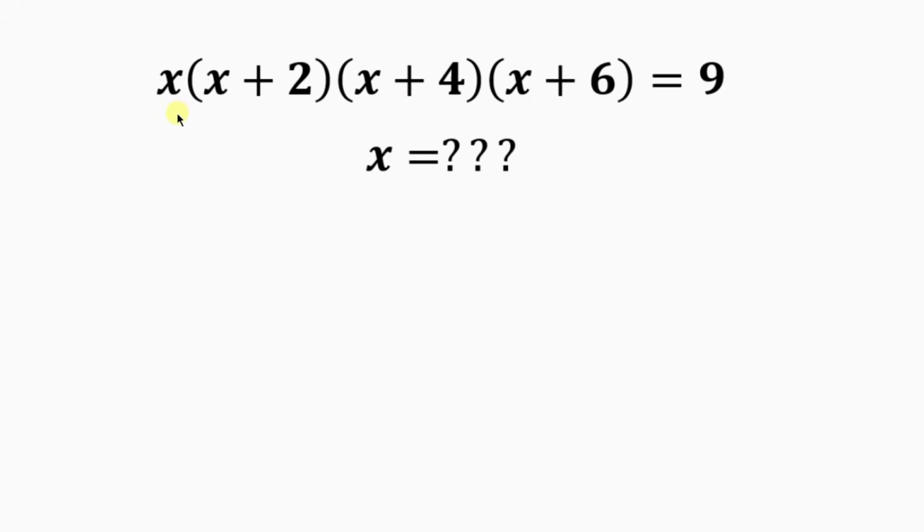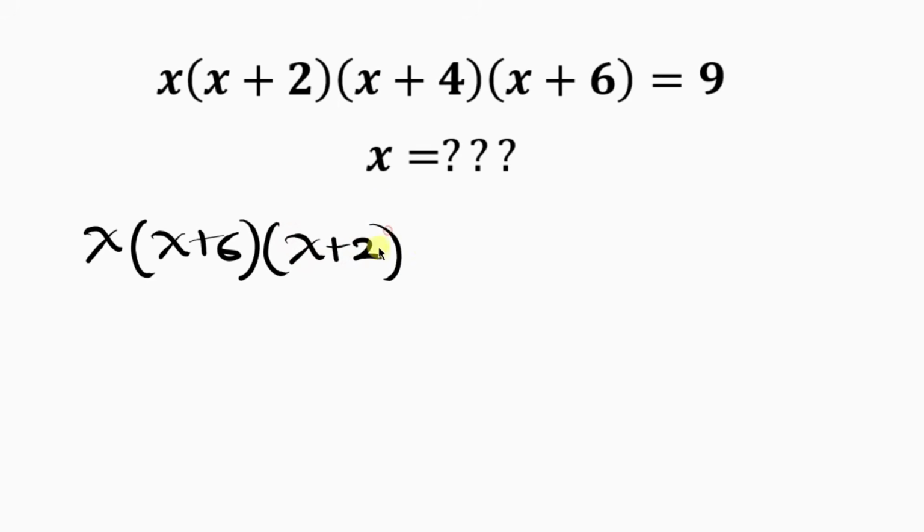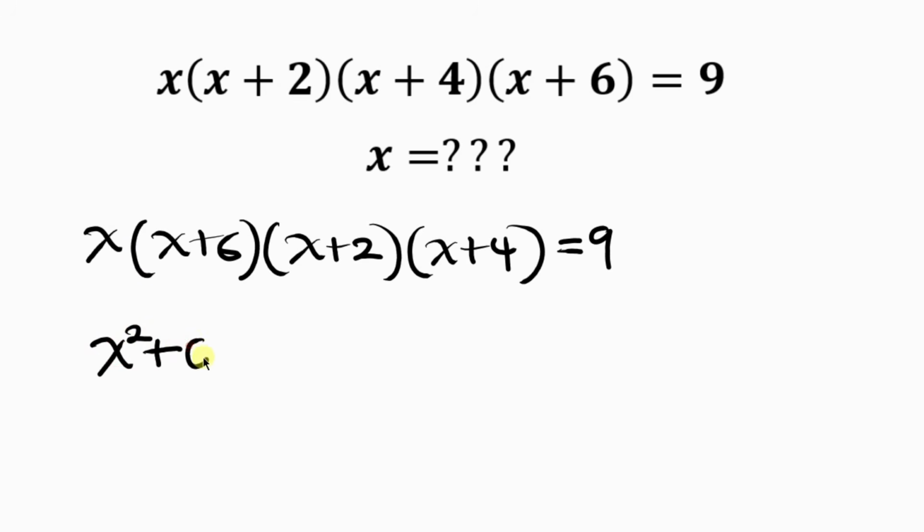Since they are symmetric, or they follow a pattern, we pair the first term with the last term, which is x plus 6. Then we pair x plus 2, which is the second term, with this x plus 4. That is it. Now, half of our job is done, and this is equal to 9. Very good. Now, let's expand. x times x, that will be x squared, plus x times 6, that will be 6x. That is it. So this is paired.